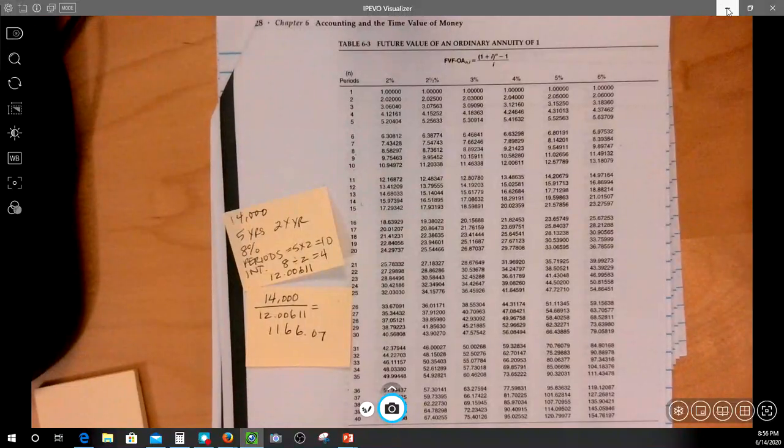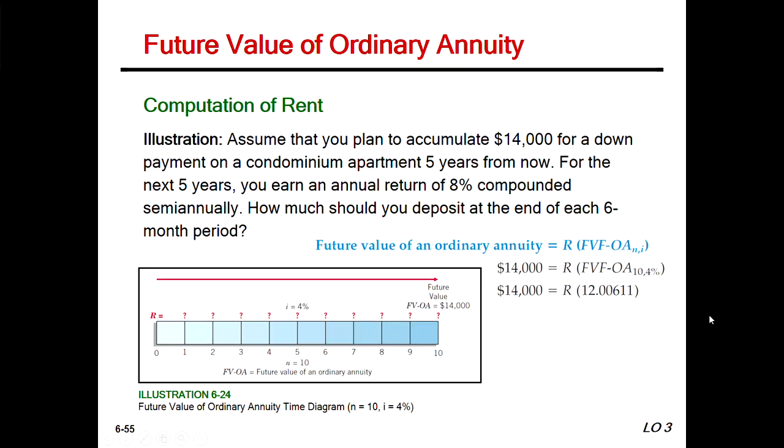Okay, so let's take a look at the rest of the problem here. So we're back to this. We figured out our factor, the 12.006. And remember, this is the formula: the future value of an ordinary annuity equals R, rents, times the future value factor. So using algebra, in order to solve for R, we take the 12.006 and use that as our denominator on the other side. So 14,000 divided by 12.006, R equals 1166.07.